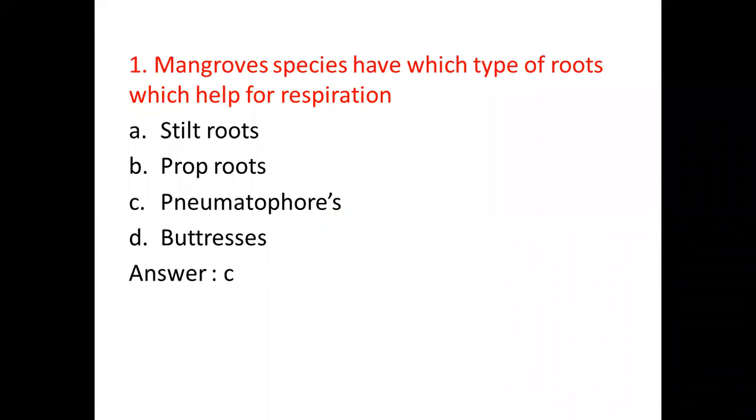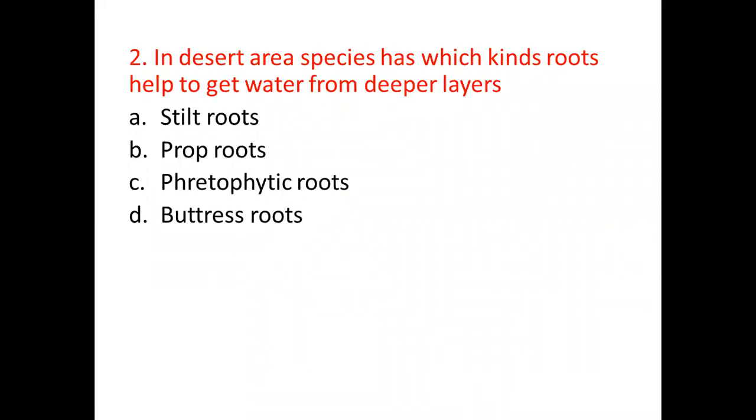Next, the second question: in desert areas, which kind of roots help to get water from the deeper layer? The answer, as most of you are aware, is phreatophytic roots, which help in arid or semi-arid conditions to get water from the deeper layer.